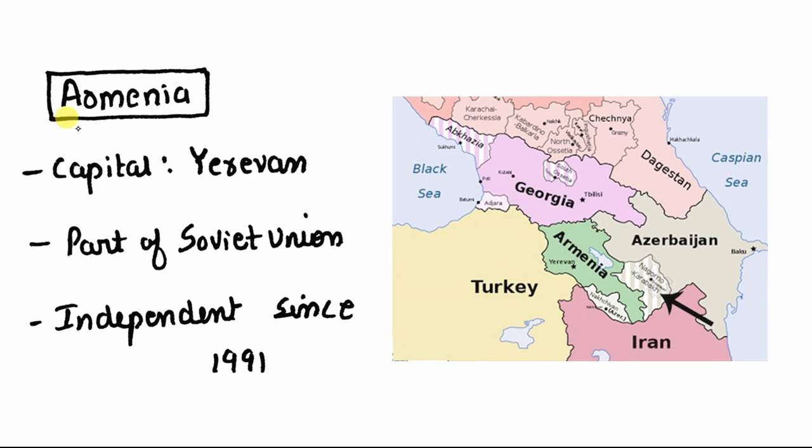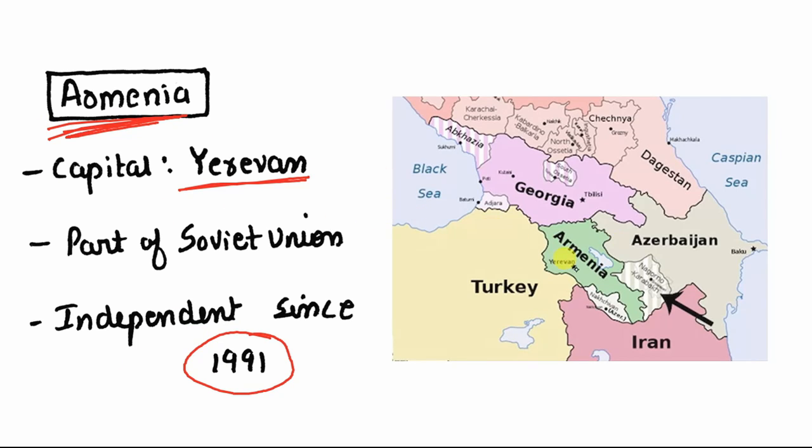So the first country is Armenia. The capital of Armenia is Yerevan. Okay, here you see Yerevan. This was part of Soviet Union. Soviet Union got disintegrated in 1991, and that time Armenia became an independent state.